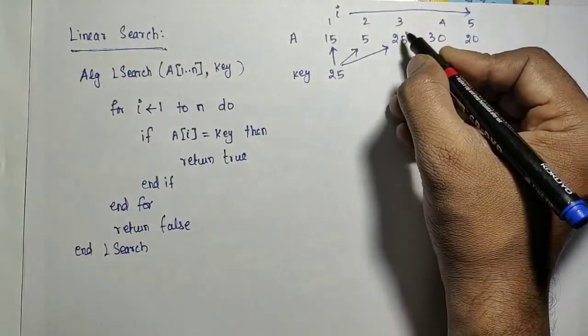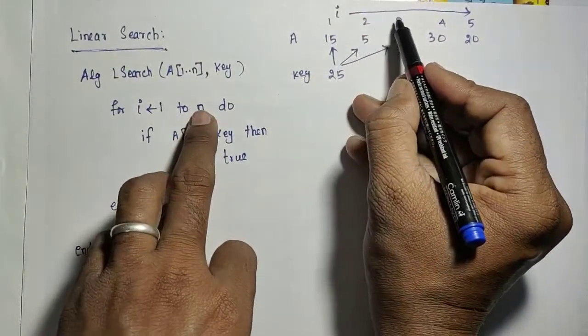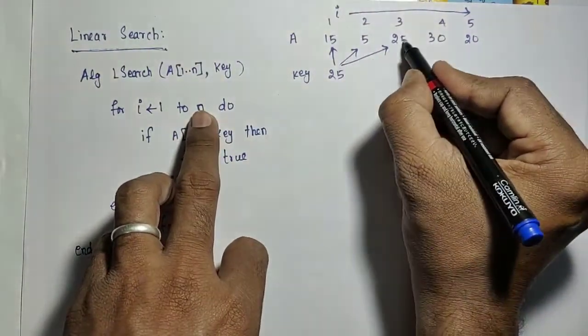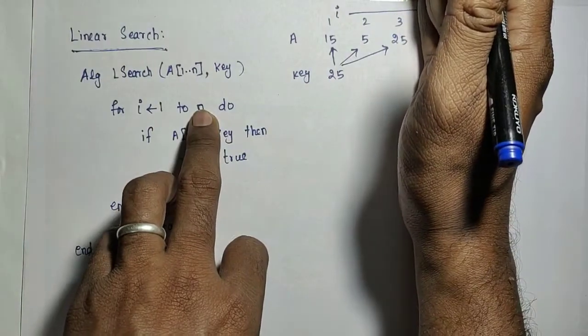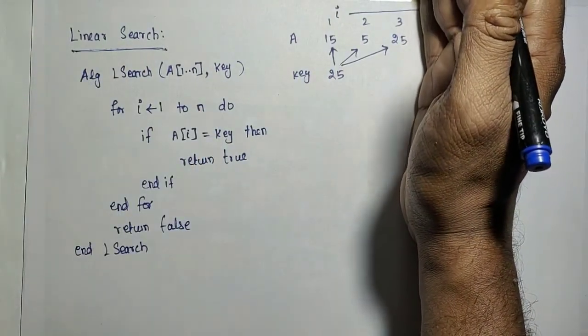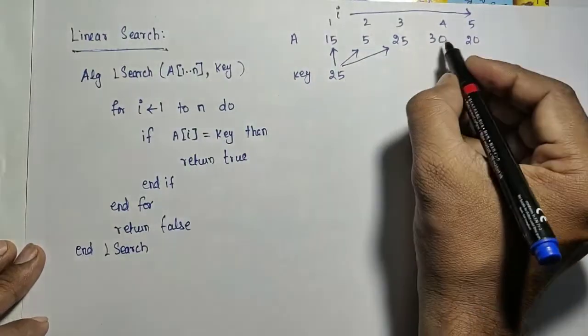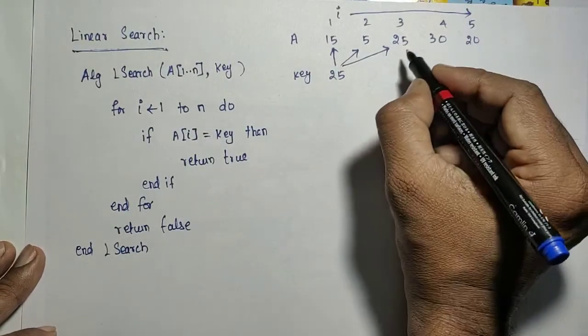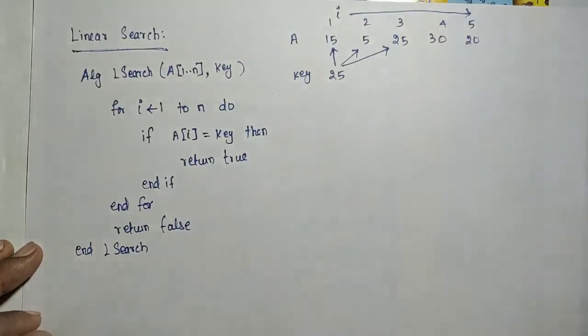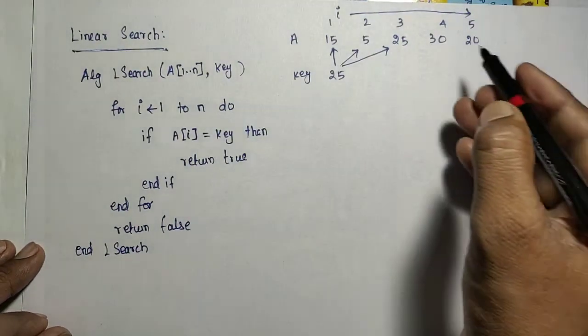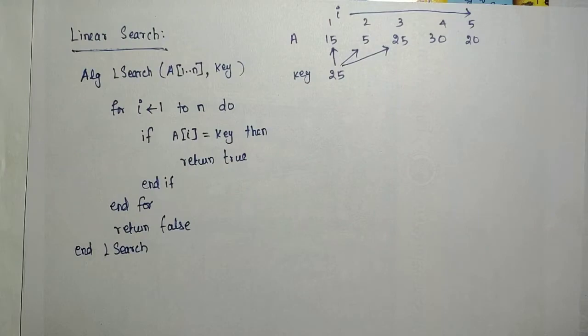When 25 matches, the loop will not continue. Once the element is found, the loop will get terminated in this iteration. It means that 25 will not be compared with 30 or 20. Immediately the result will be sent to the caller, since the element is found. Even if the array contains 100 elements, 1000 elements or 10,000 elements, if the element is present in the third position, the remaining comparisons will not happen. Like that, the algorithm is going to return.